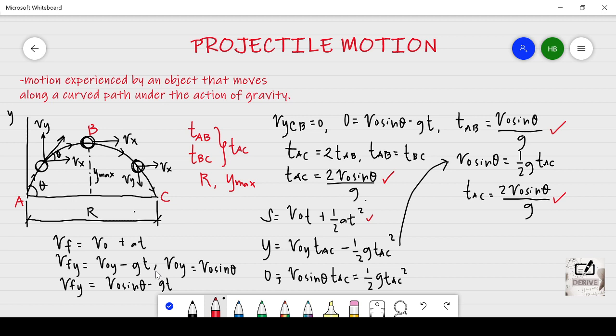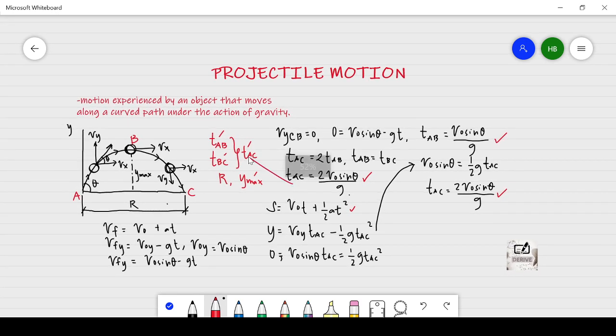So, saan na tayo? Meron na tayong TAB, TBC, of course. Okay, unahin natin si Ymax. I'm going to litan ko lang konti so that we can derive more. Sorry.